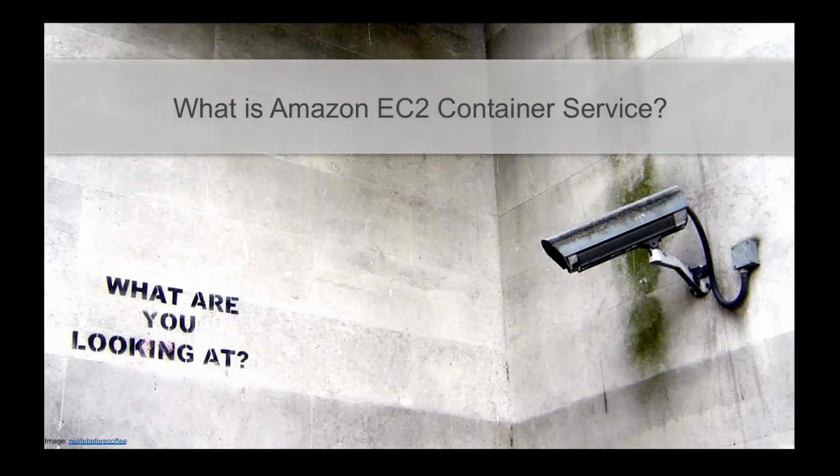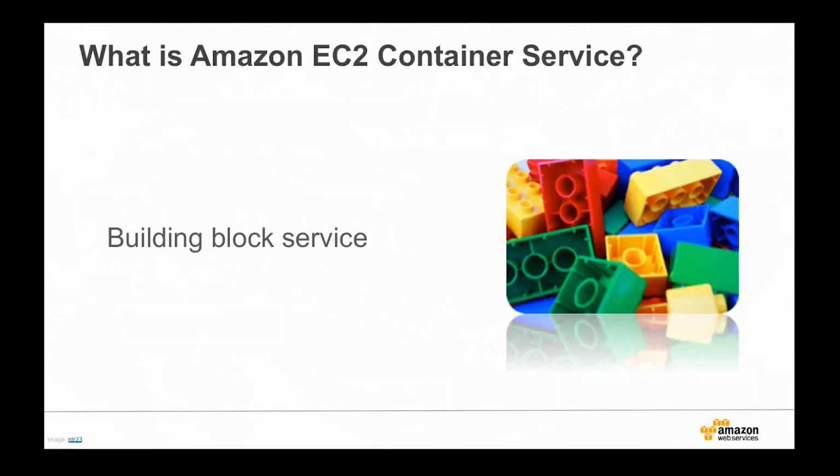And that is what we decided to build. That is essentially what the Amazon EC2 Container Service vision is: to be a set of first-class APIs that allow you to run applications that are encapsulated in Docker containers. So it is a building block service. We think about it as one.